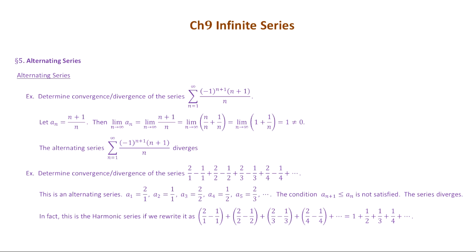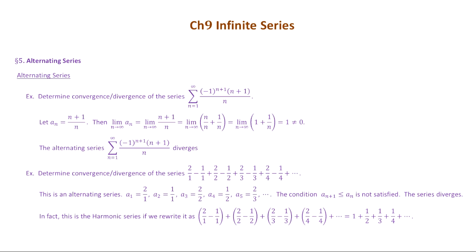This time we have the alternate series (-1)^(n+1) times (n+1)/n. Again, this is an alternate series, so you have to check that first. It has to be like a plus or minus, plus or minus. So the magnitude here, a_n, is just (n+1)/n if you take off the sign of (-1)^(n+1).